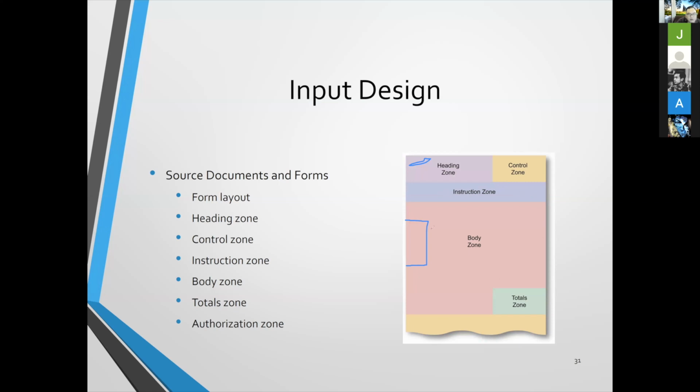The next part is body zone. What is body zone? Body zone is similar to the output. It might be a table like this and then you enter the data in here. What products do you want? How many items? How much does it cost? Something like that. And the total zone is on the bottom right corner here. You find the total amount of money that you would like to buy from us, something like that. That is total zone.